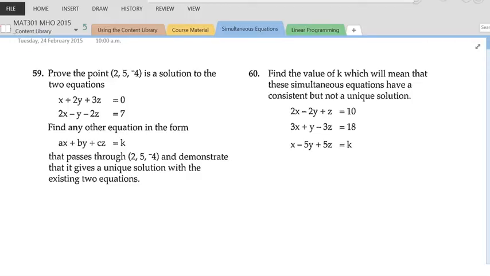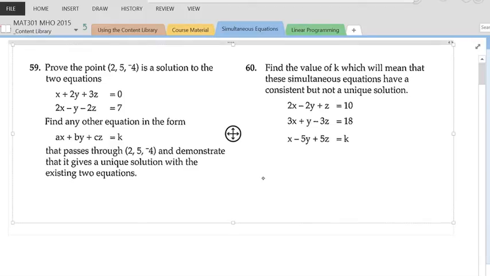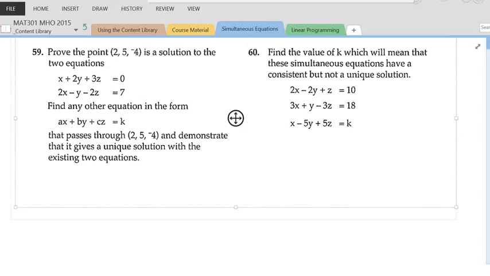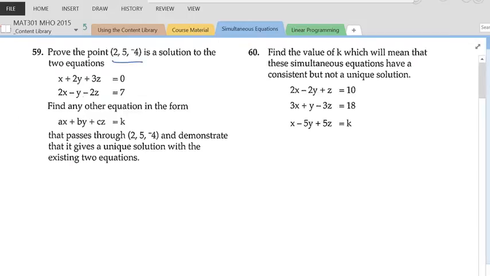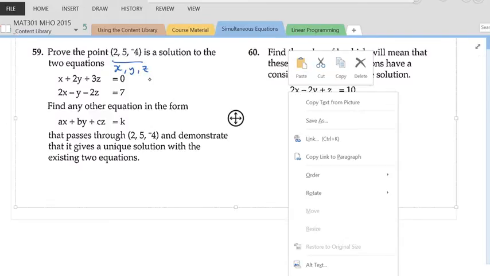Okay, question 59 here. Question is, prove that this point is a solution to the two equations there. So there, all we need to do is substitute in the x, the y, the z. So we could do it just here if we wanted to.